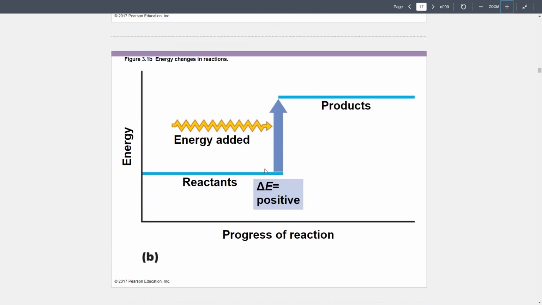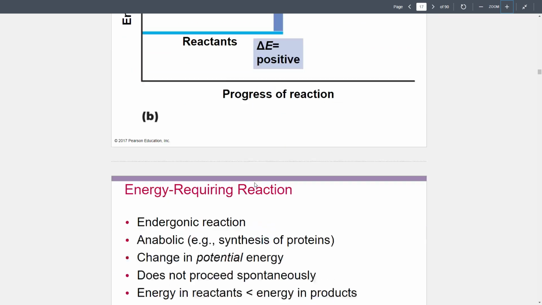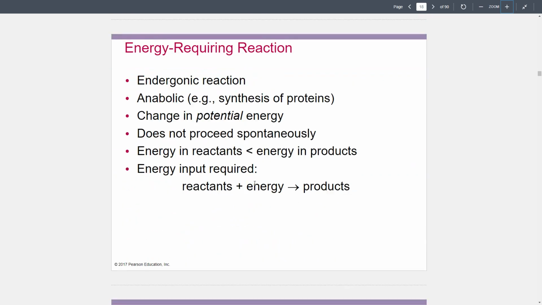A reaction that needs energy to be added into it in order for it to happen is going to have a positive change in E. So this is going to be a plus 300, a plus 400, something like that. And they're known as endergonic reactions. Endergonic reactions are going to be our anabolic reactions. These are going to be the building reactions.